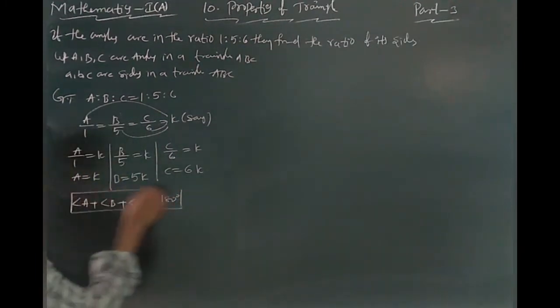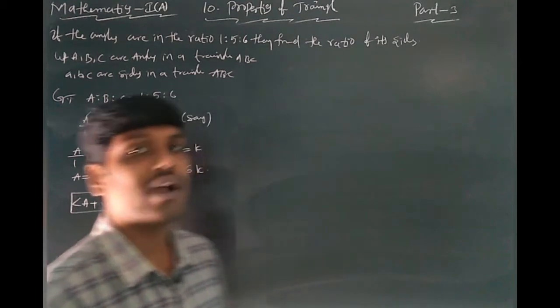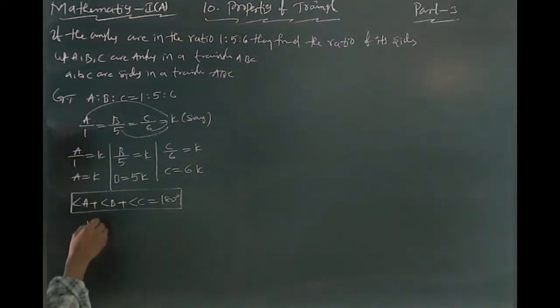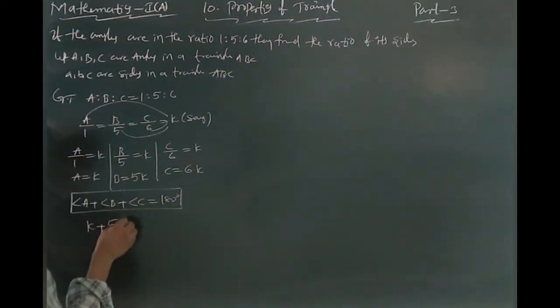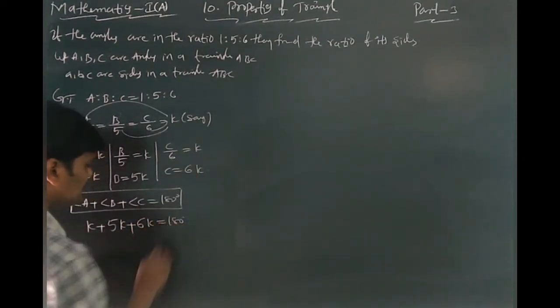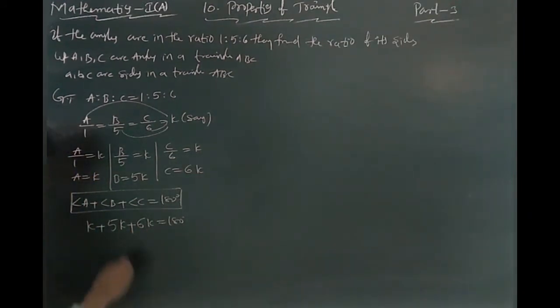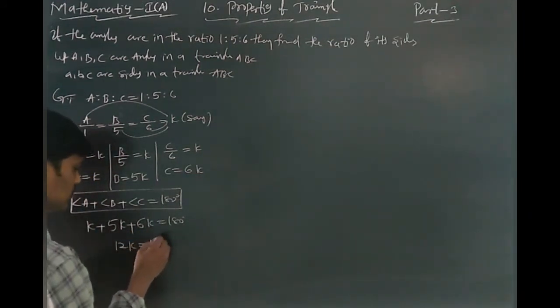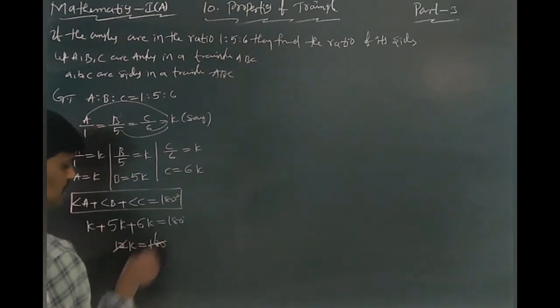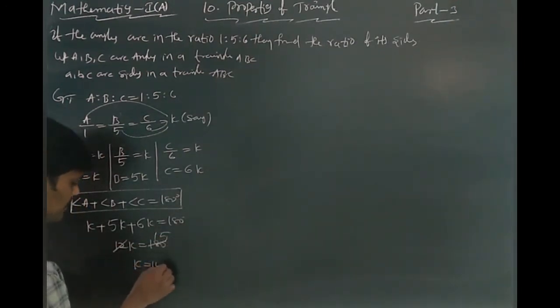180 degrees. Sum of the angles, angle A plus angle B plus angle C, equal to 180 degrees. Angle A is K, angle B is 5K, angle C is 6K, equal to 180 degrees. Here 5K plus 6K is 11K, 11K plus K is 12K. 12K equal to 180 degrees. 12 fifteens are 180, so the K value is 15 degrees.